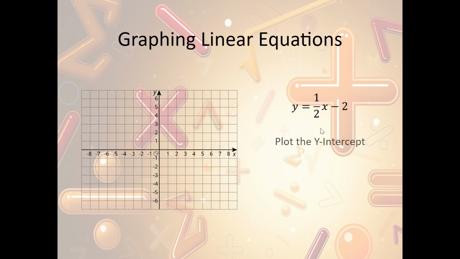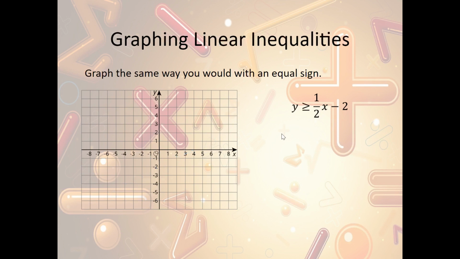So we plot the y-intercept, which in this case is -2, so I'm going to go down 2 and plot my point. Then I'm going to use the slope to plot the second point. So this tells me the change in y is 1, so I'm going to go up 1, and the change in x is 2, so I'm going to go to the right 2. So up 1 to the right 2, and I plot my point there, and then I connect the dots, and now I have a linear equation that's been graphed.